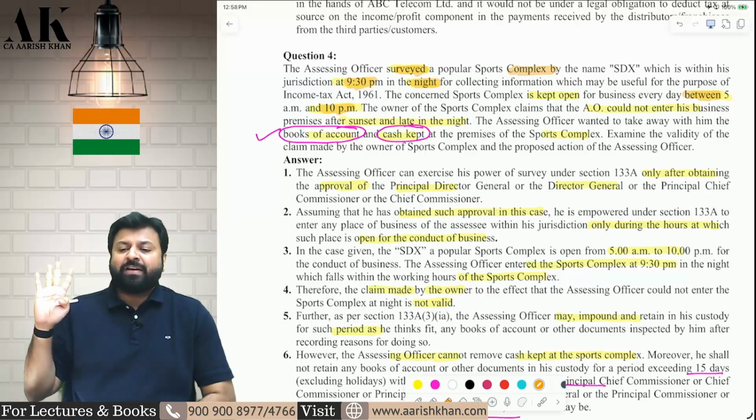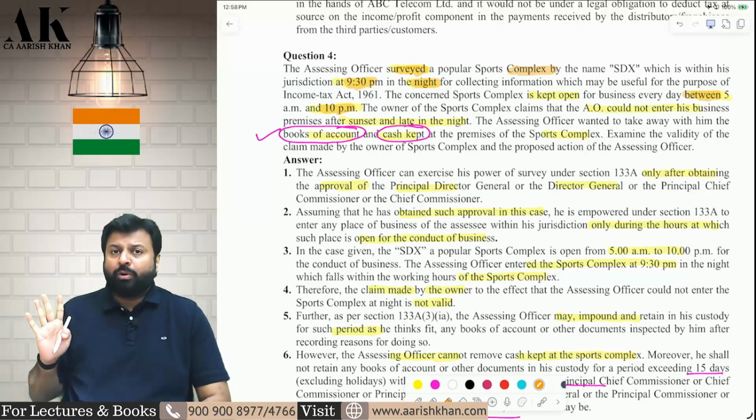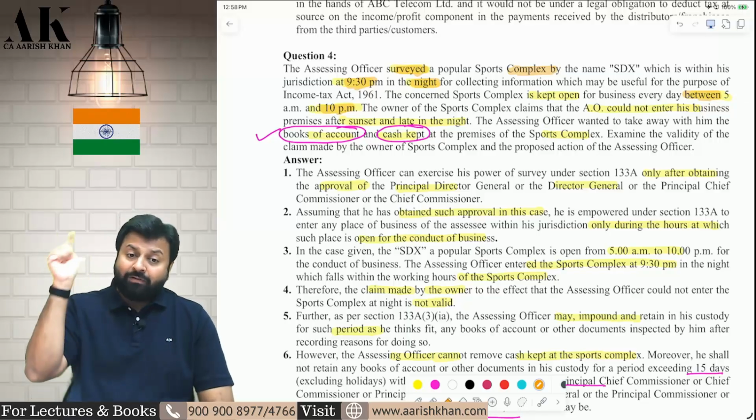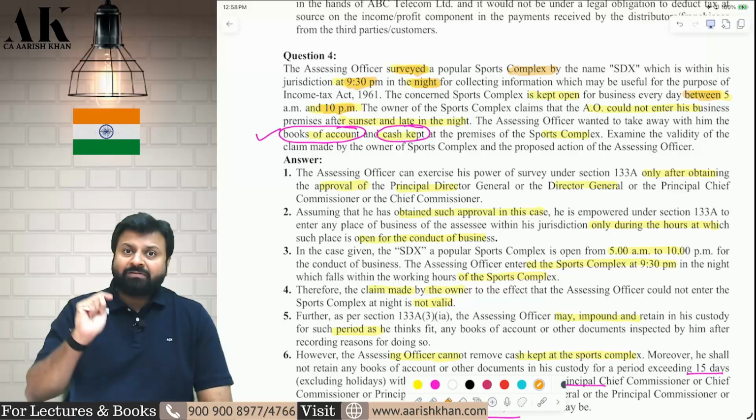Let's assume that he has taken the approval. The question does not specify about approval. Let's assume that he has taken an approval, and approval is not a concern. Now let's talk about the timing. Can he enter after sunset?